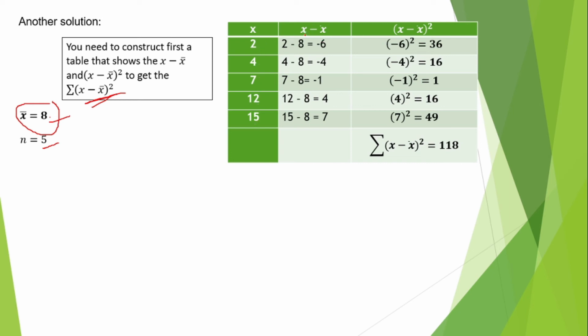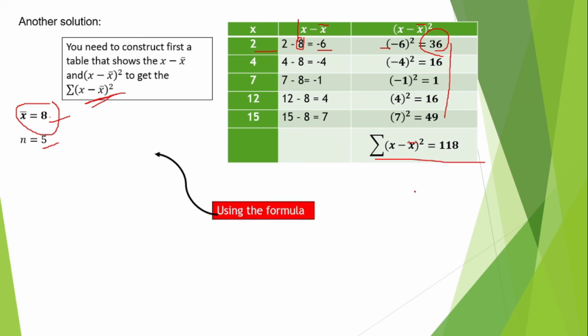And the difference between them: this is the mean, and then the number, subtract them, and we get the difference or the deviation between the mean and the number. After you subtract, just square the answer to get the square of this number. After we compute that, you just add to get the summation of x minus mean squared, which is equal to 118.